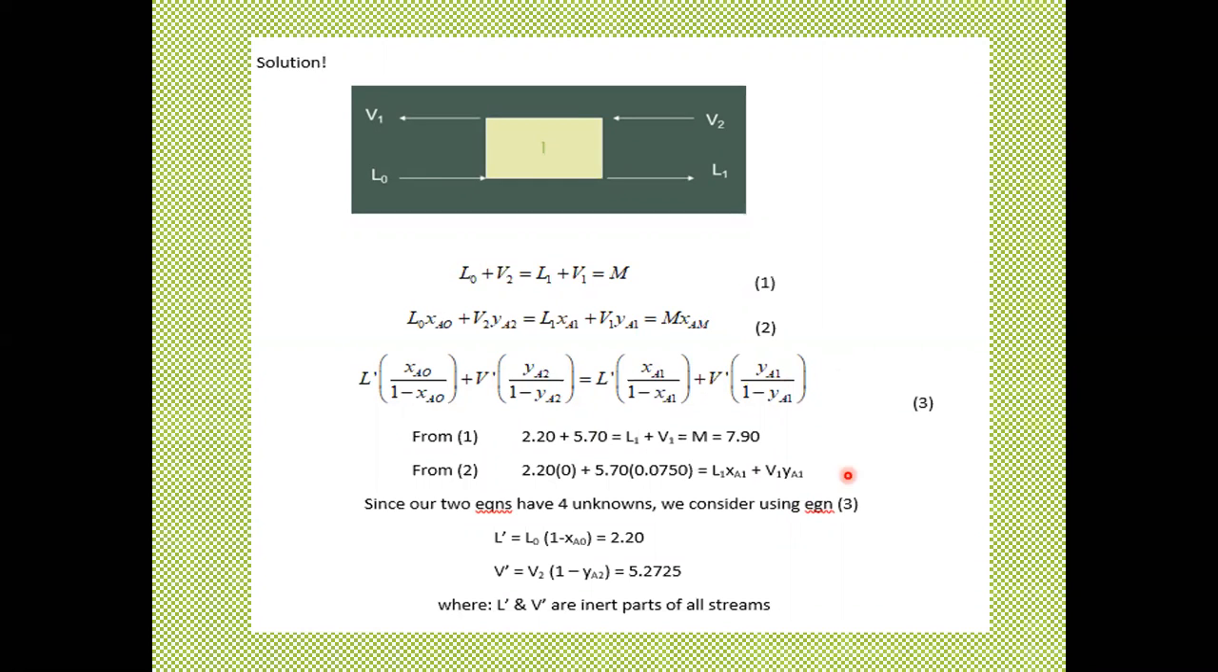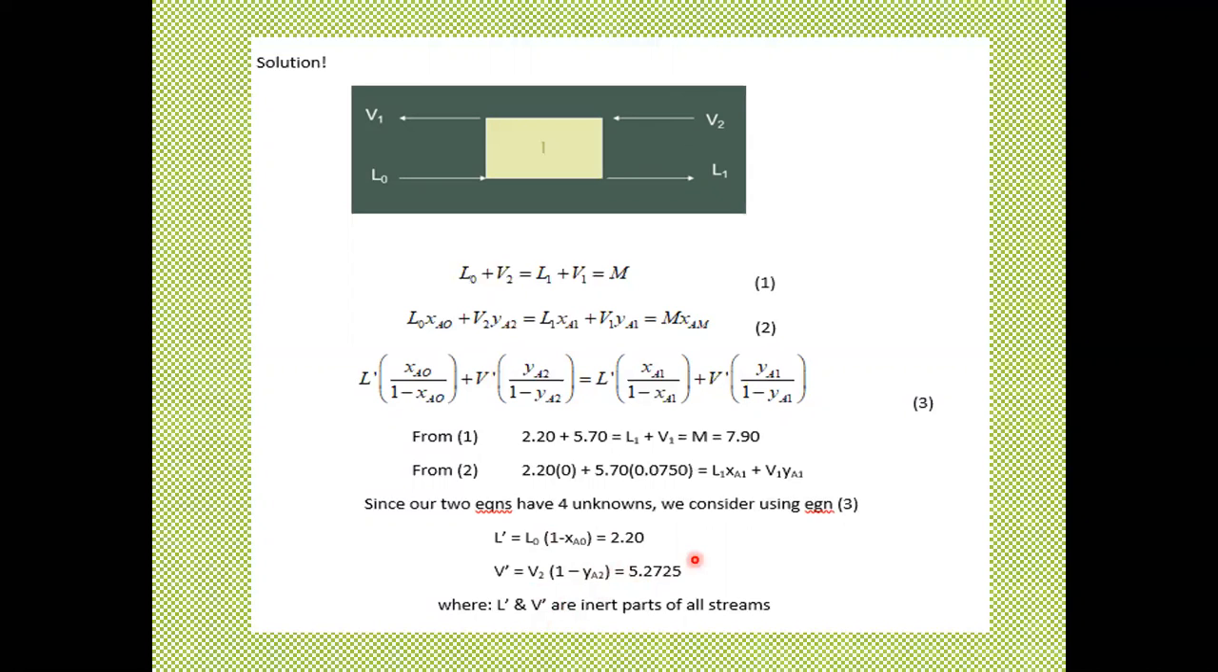Before we can use equation number 3, we need to determine the inert streams. That's the inert amount. In the case of L prime, which is just the water entering our system, that would be the original given amount because our XA0 is 0. So that would be 2.20. In the case of V prime, that would need the original amount of 5.70 to be multiplied by 1 minus YA2, because the composition of this in terms of SO2 is YA2. If you intend to know air, then that would be 1 minus YA2, or that would be YB2.